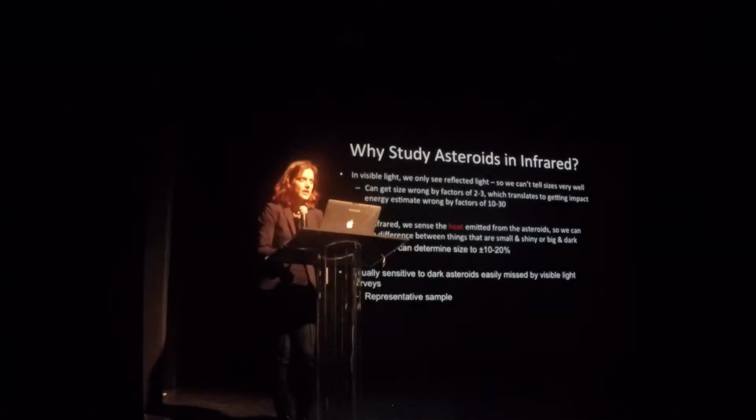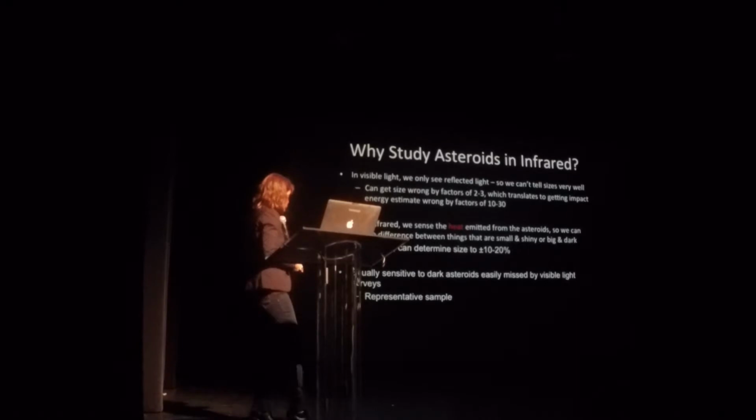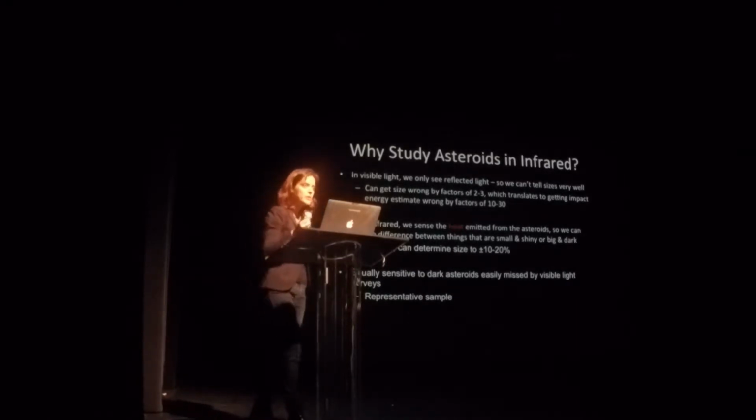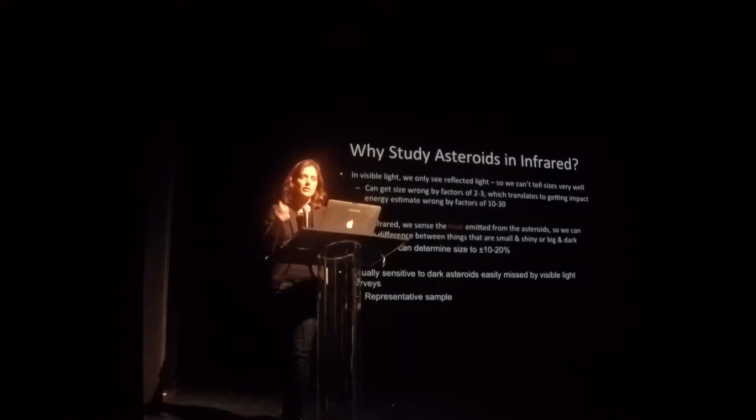So why would we study asteroids with multiple wavelengths other than visible light alone? This is the work that I've been involved with mostly. Well, it turns out with visible light, what we're sensing is the light bouncing off the surface of the object and reflecting back into the telescope.